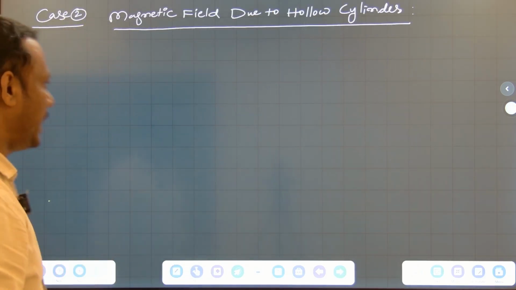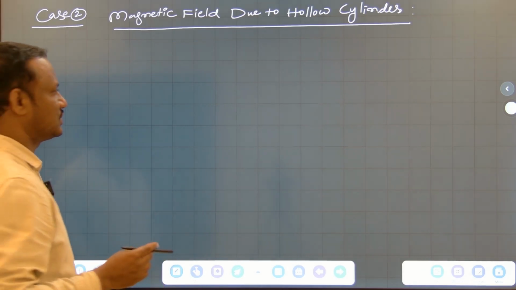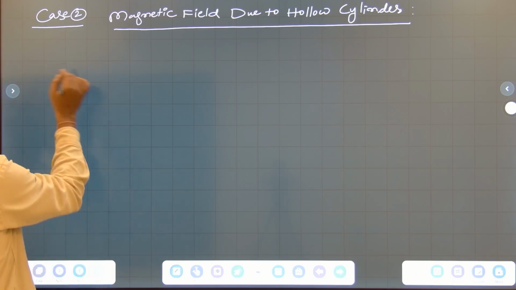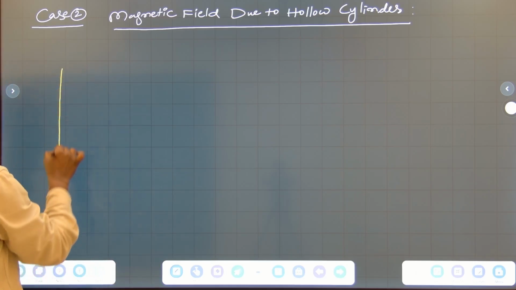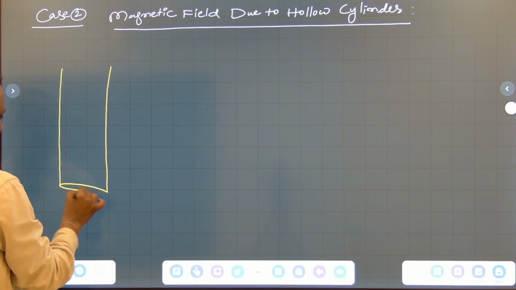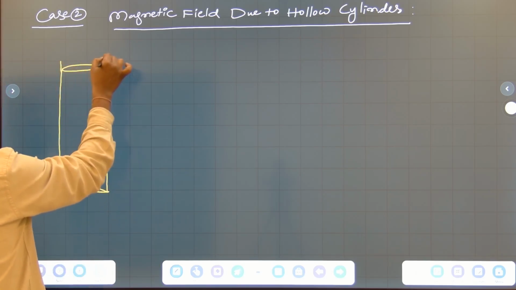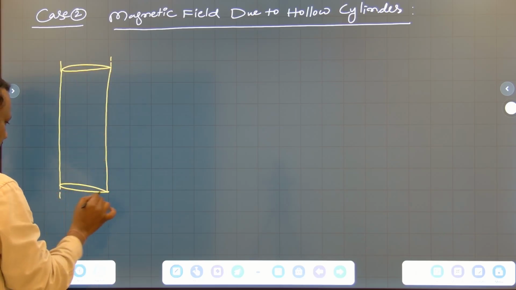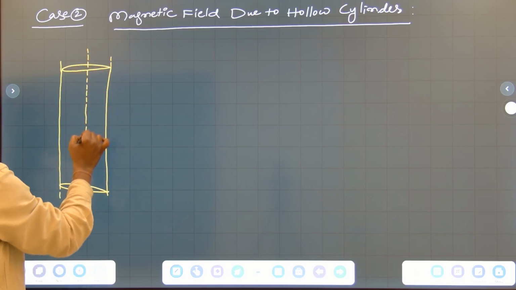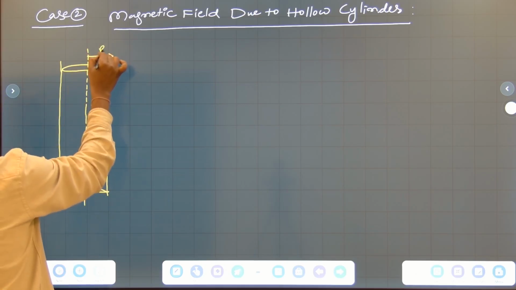What is the magnetic field due to a hollow cylinder? So first take this very first case. Here a hollow cylinder is taken. This is the hollow cylinder, like a cross section. It is infinite. This is the axis of this cylinder, and its radius is capital R.